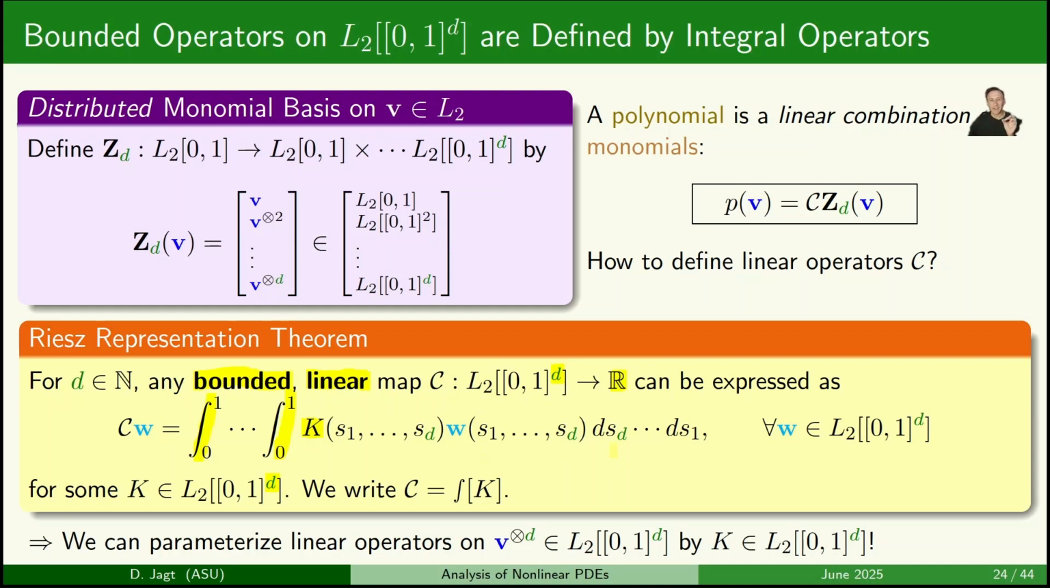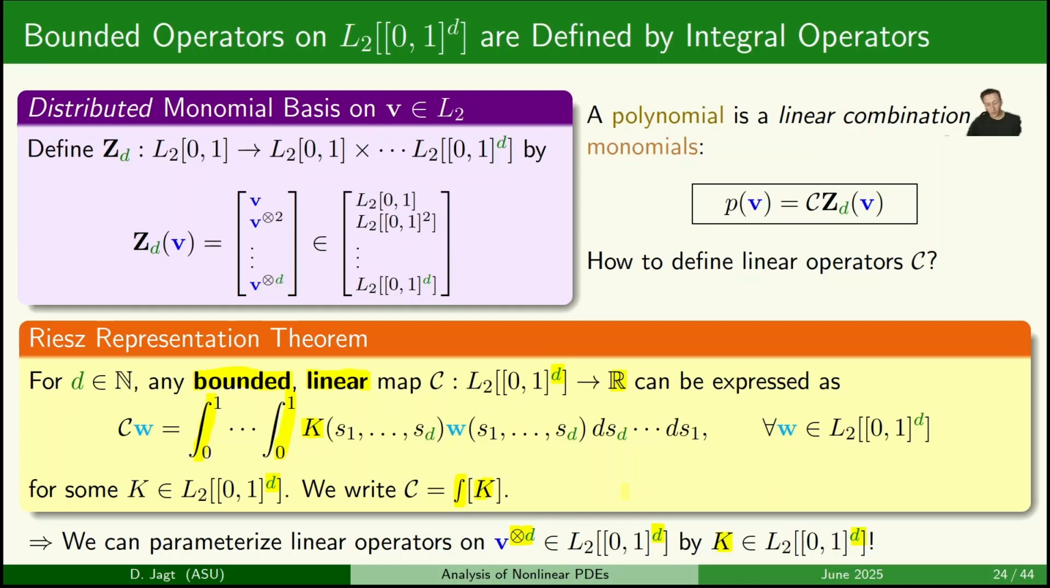So we can parameterize a class of linear operators acting on our degree d distributed monomial, so acting on this space of functions in d variables, using these kernels k, which are themselves square integrable functions in the spatial variables. And we will denote the associated integral operator corresponding to this kernel k as this small integral given by k.